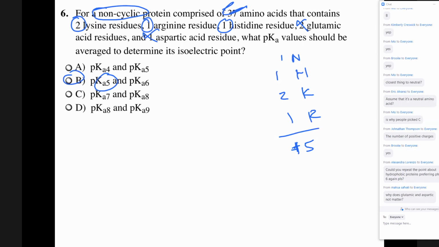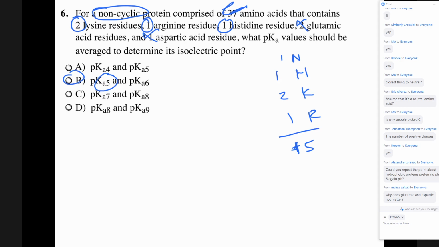So the previous one, for whatever reason, we think hydrophobic is neutral, and neutral is 7. It's just sort of our programming coming out of GChem, and you need to break that pattern. Hydrophobics have PIs around 6, not 7.